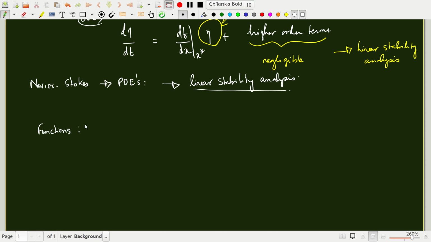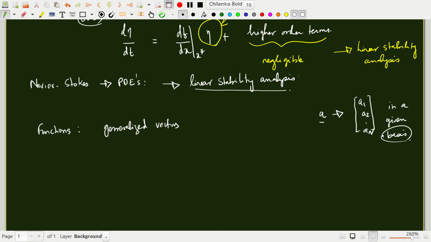Now, let's start with the notion of a function. You can think of functions as generalized vectors. A vector is an ordered array of numbers, right? Some a1, a2. So I'll call this a vector A, which is given by these components in a given basis. I'll tell you what we mean by basis in a moment. It's basically a coordinate system, for example, that you choose. Functions can be thought of as generalized vectors in an infinite dimensional space.